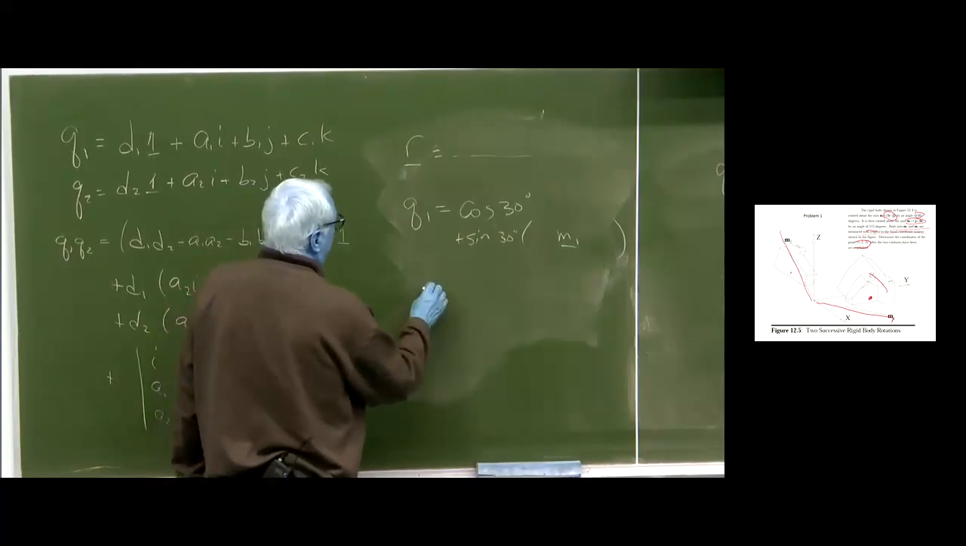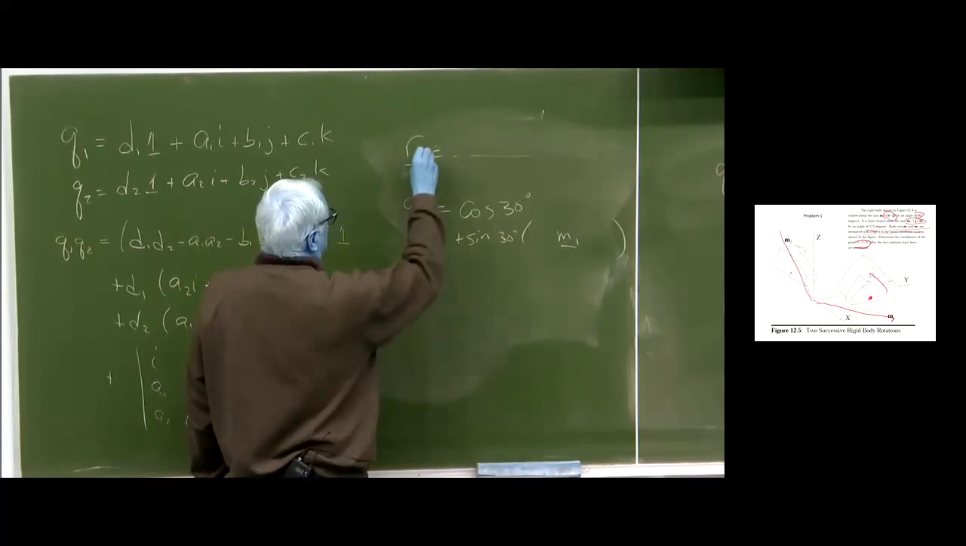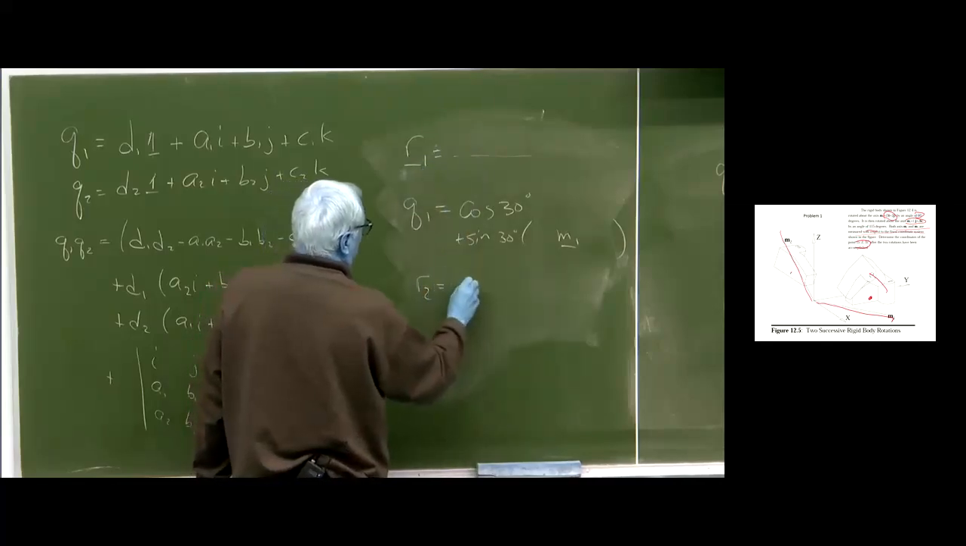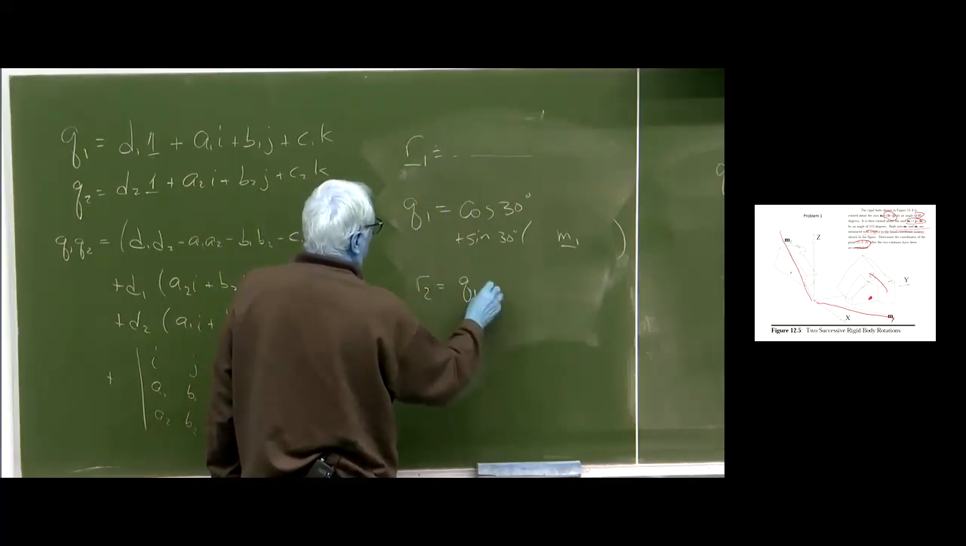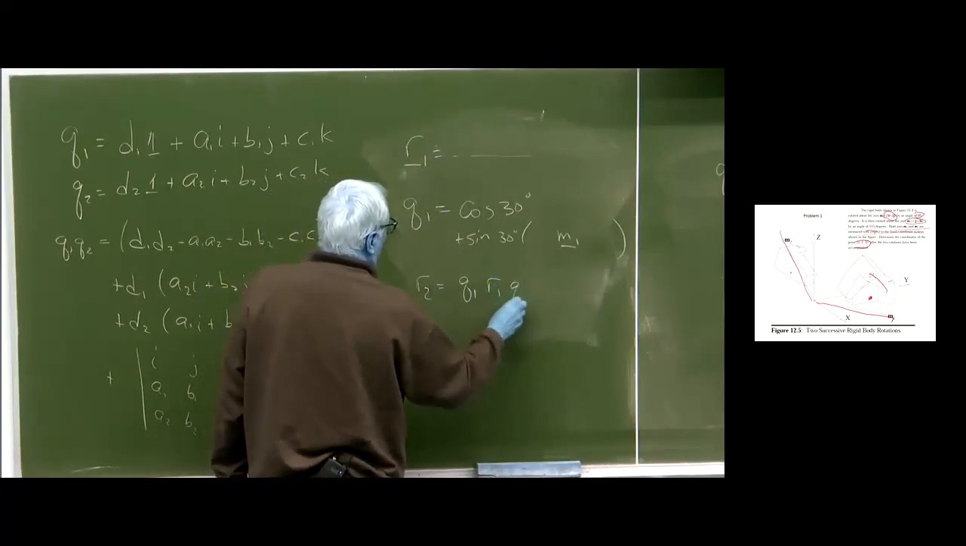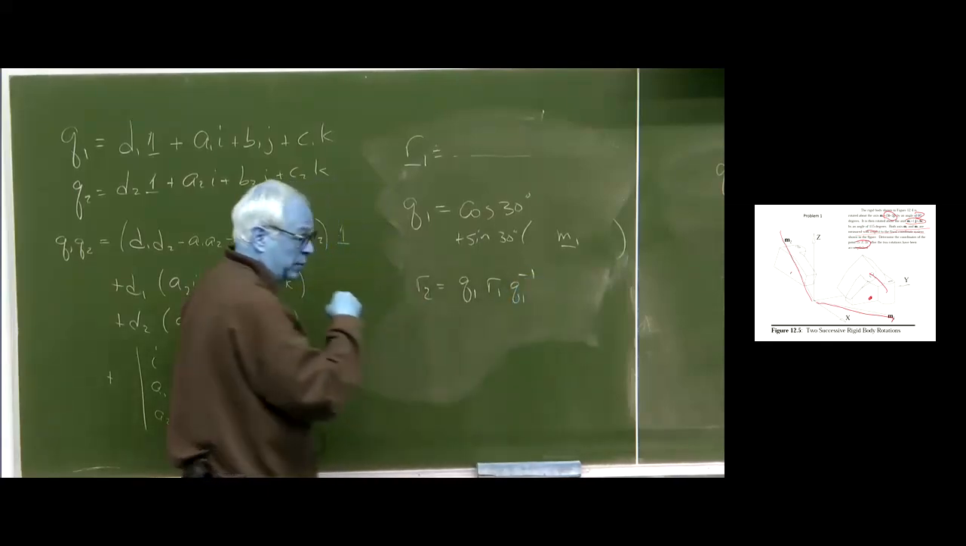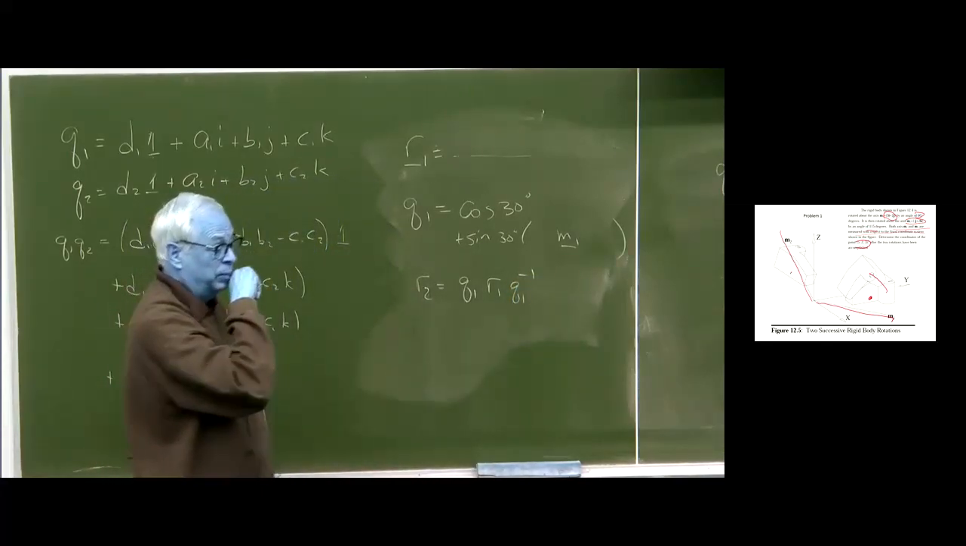If I do this operation, I'm going to call it position 2, and say position 1 is where I knew it. So it's going to be Q, R, Q inverse. That's where that point wound up after the first rotation.